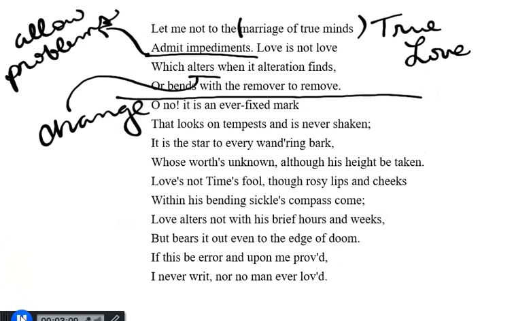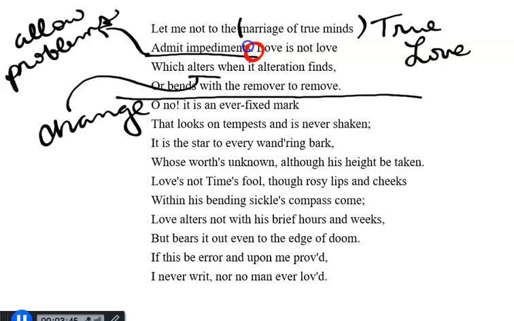So to break down quatrain number 1, I've given you a few notes already. But what I want to do is point out a few things and talk about what we're looking at. All right, so first off, you'll notice that the first punctuation is right here with the period. And whenever we read poetry, I want you to read all the way to punctuation. Do not stop at the end of every line. So let's read the first sentence. Let me not to the marriage of true minds admit impediments.